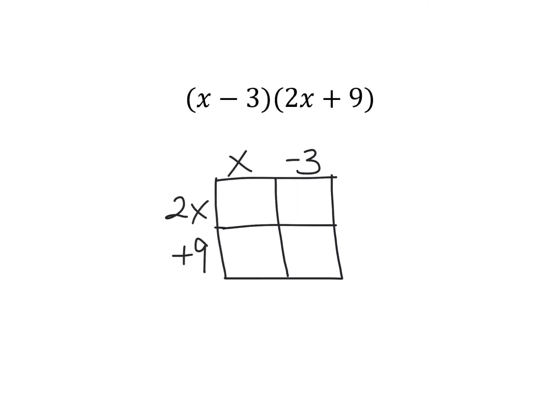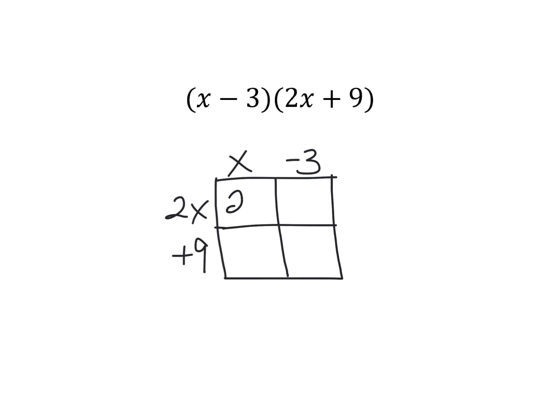Next, I'm going to treat this just like a multiplication table. In this first box, it's going to be whatever 2x times x is. And then the next box will be whatever 2x times 3 equals, and so on and so forth, just like a multiplication table. All right, let's get rid of that. And so here we go.